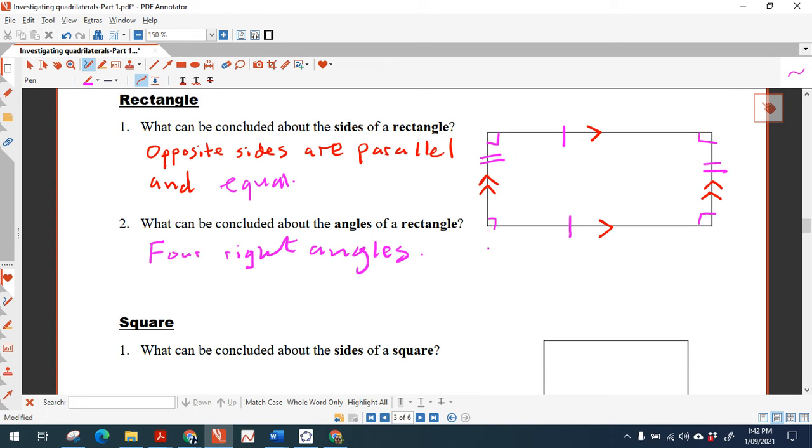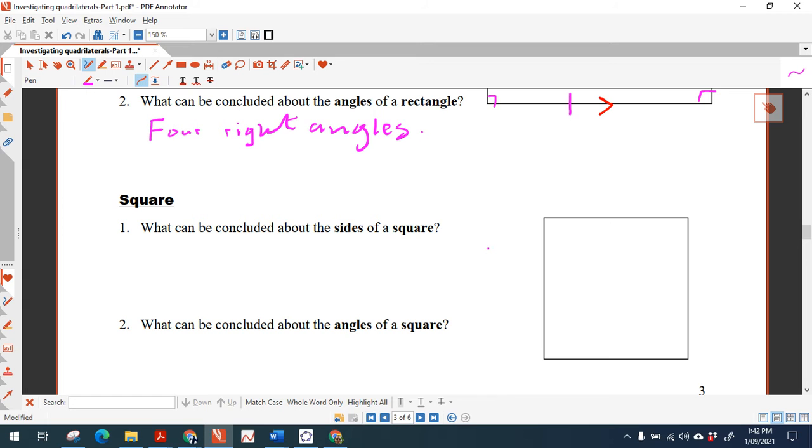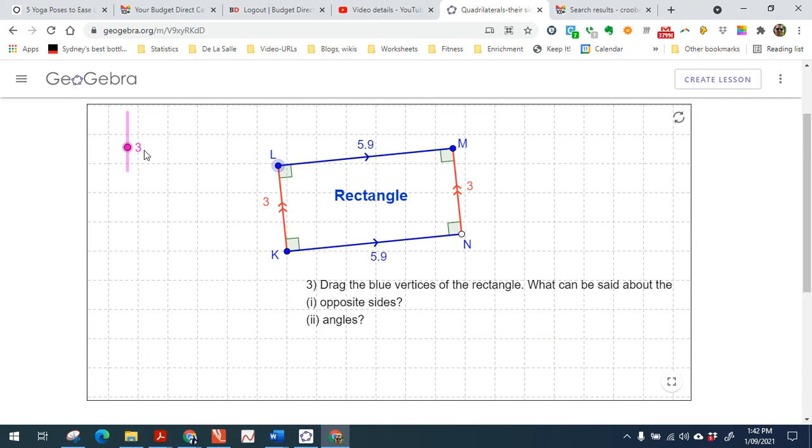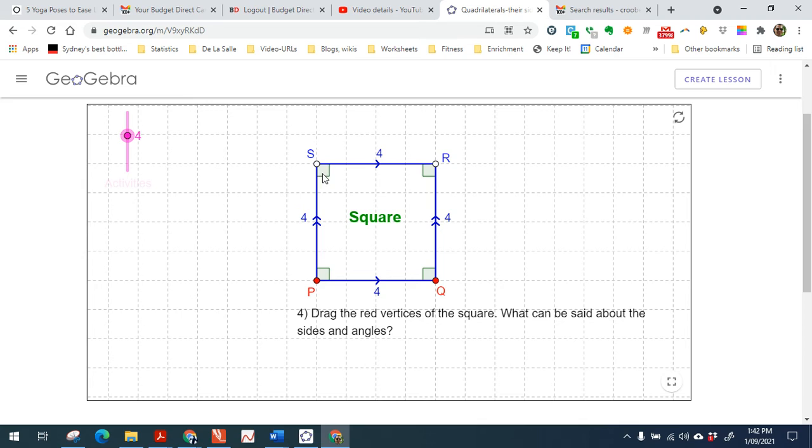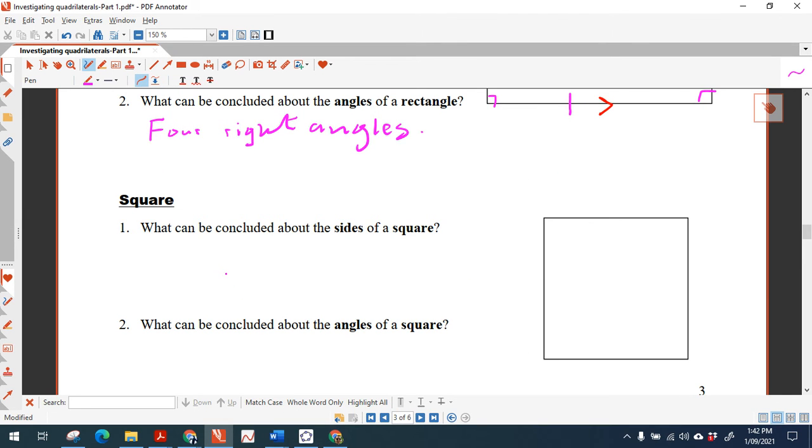Okay, let's look at the square now. Now the square, let's go one up. There's the square. Well, opposite sides are parallel and all sides are equal. Okay, so let's write that down. Opposite sides are parallel and all sides are equal.